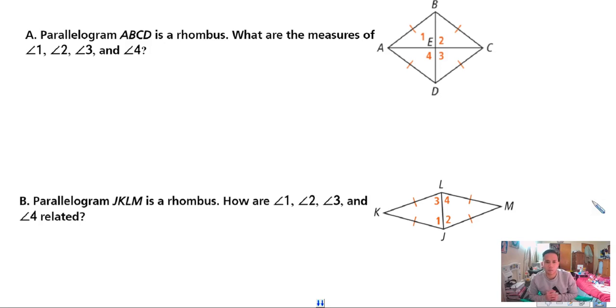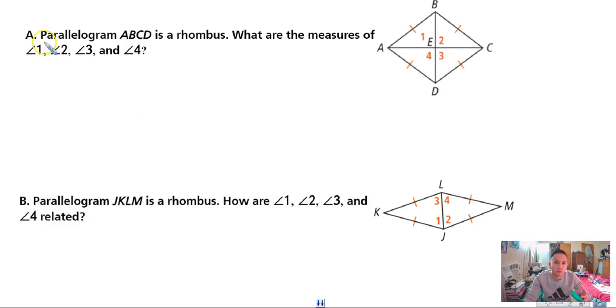The essential question in this matter is: what properties of these special parallelograms differentiate them from other parallelograms? Study tip: remember that a rhombus is a parallelogram, so it has all the properties of a parallelogram. Same with the rectangle and the square. Let's jump into our first, which is rhombuses.